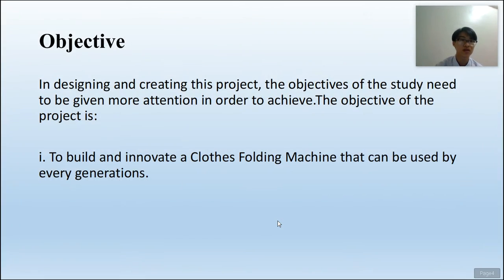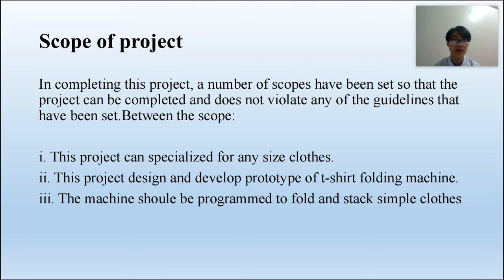The next slide is the scope of the project. Scope of the project is completing this project. A number of scopes have been set for the project. Hope the project can be completed and does not violate any deadline that has been set. The first scope is that the project can be specialized for any clothing size, like I say XL, XXL, triple XL like that. The second is to design and develop a prototype of the t-shirt folding machine, and the third one is that the machine should be programmed to fold simple clothes. Later I will tell you what program I use in this project.